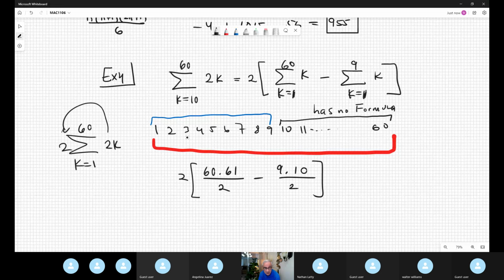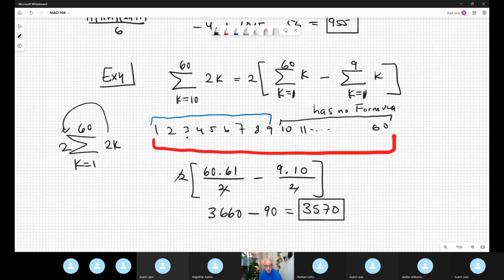If you want, you cancel out that 2. And your multiplication is 60 times 61 is 3,660 minus 90, and the answer is 3,570. Be careful when you have a summation that does not start at 1. I need a modification to apply the formula. One more example, and that's it for today.